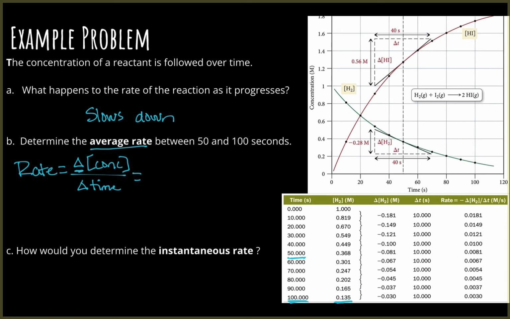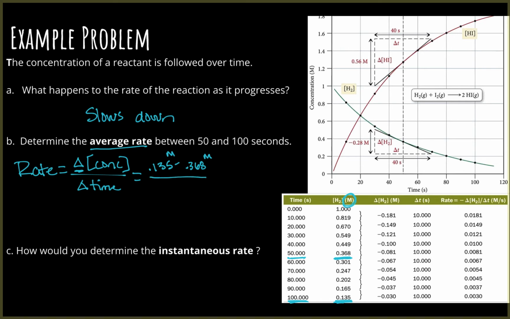And then 50 is about in the middle here, and there's our concentration of H2 as well. So to figure out the change in concentration, I'm going to take the final value minus the initial value. So I'm going to take that 0.135 minus 0.368, and the units on that are molarity. Since these are concentrations, we're going to mostly use molarity units here.